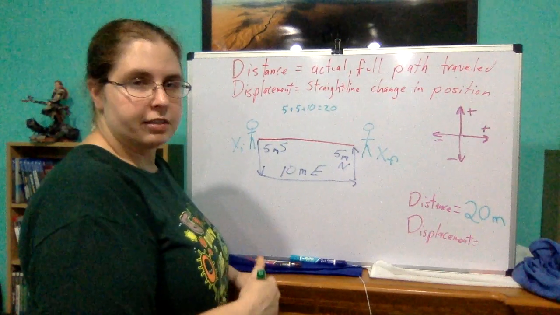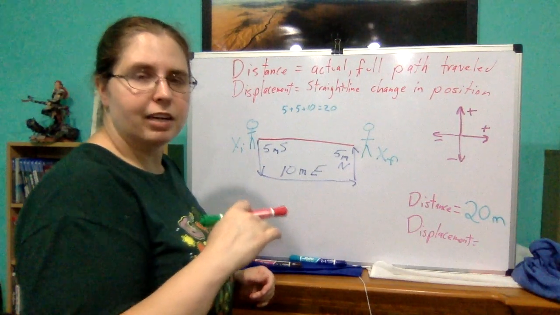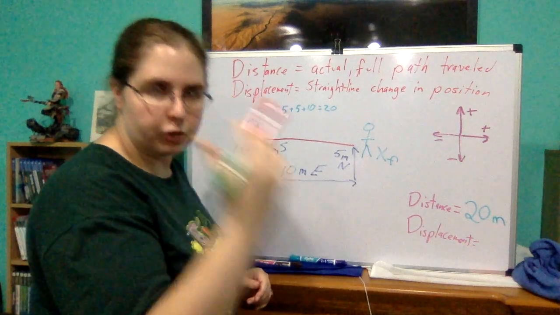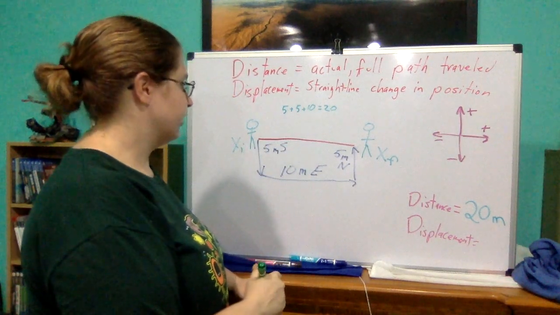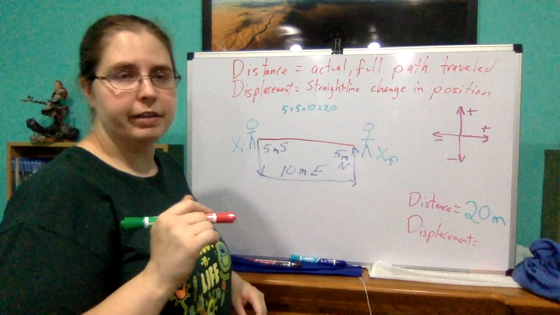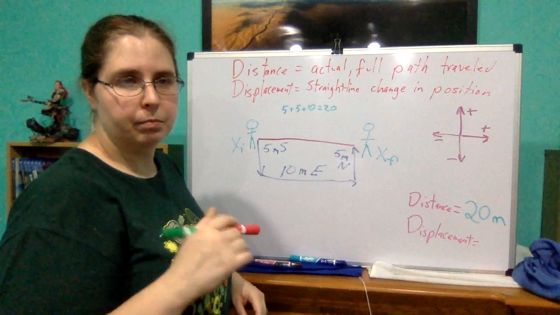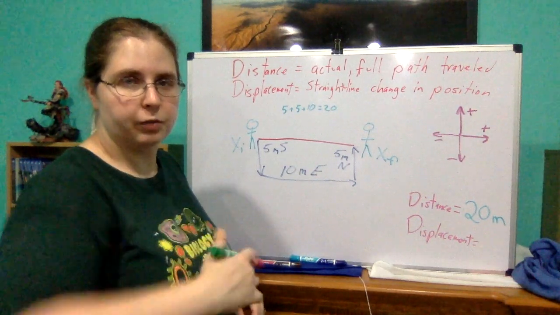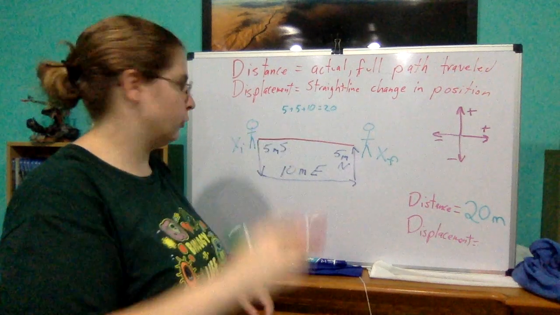So that's where this is going to come into play. We're still going to add everything up, but now we have to take the direction into consideration. Now we can only add up if they're going in the same plane. So if they're going up and down versus left or right.